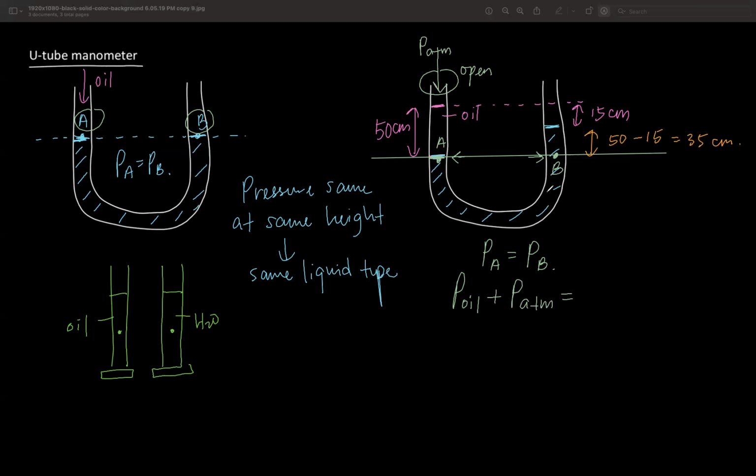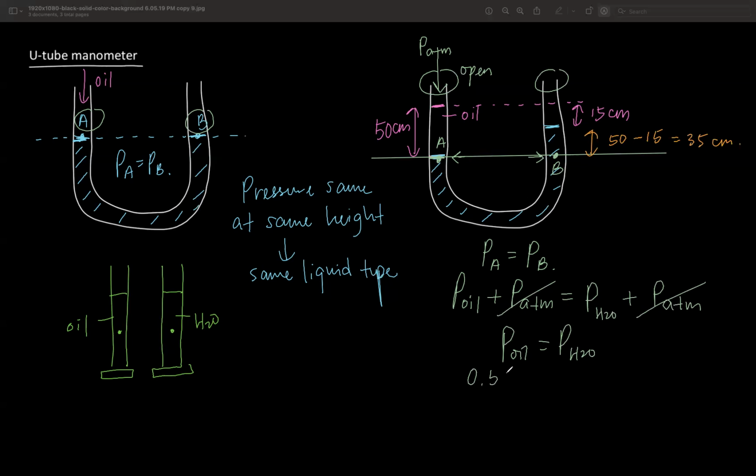Okay, so here PB is P of H2O plus again ATM because you have another exposed tube. Okay, but the ATM you can cancel, then you have P oil equals to pressure of H2O. Then you do the H rho G thing. Okay, H rho G equals to H rho G.